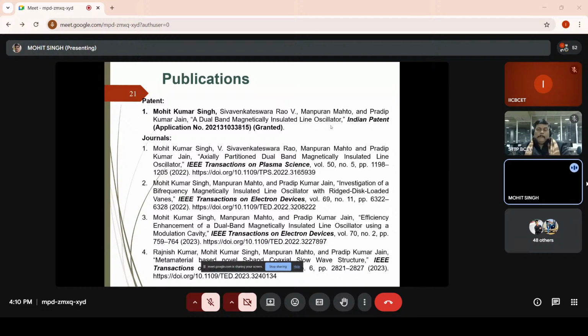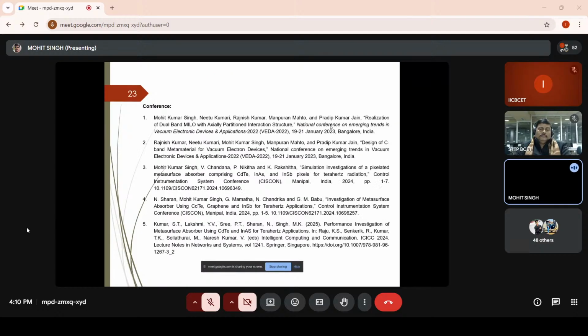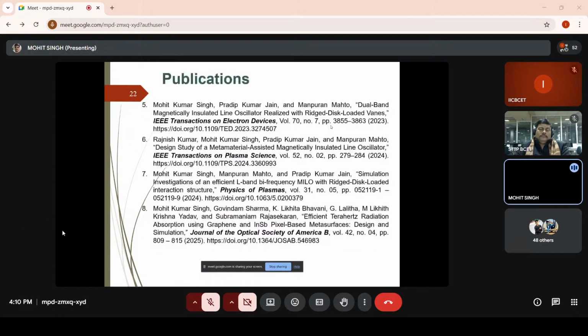Now these are my publications. The first one is my granted patent, and all these are the publications. These are international journals, mostly all in reputed journals: IEEE Transactions on Electron Devices, IEEE Transactions on Plasma Science.